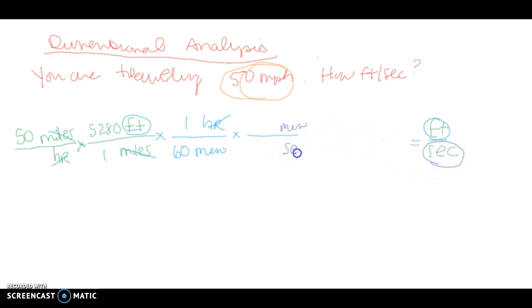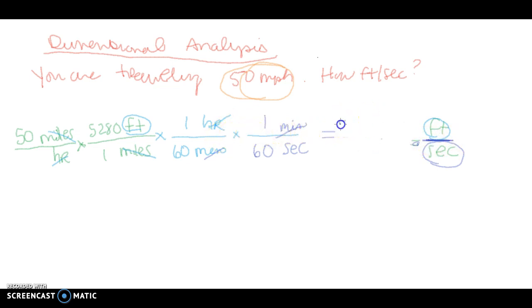I'm trying to get to seconds on the bottom, so I can do a conversion between minutes and seconds. I know 1 minute is 60 seconds. Now my minutes will cancel out, and I have the right units of feet per second. I just have to deal with the numbers.